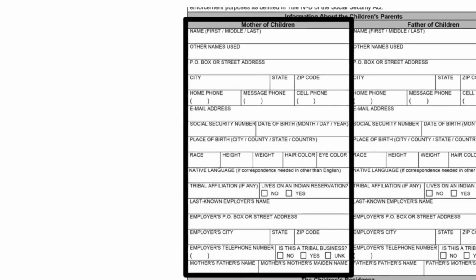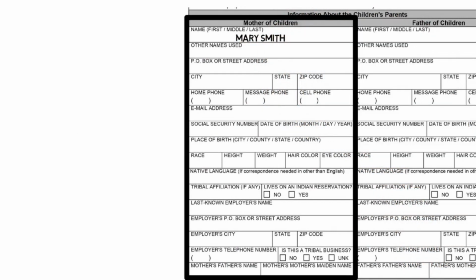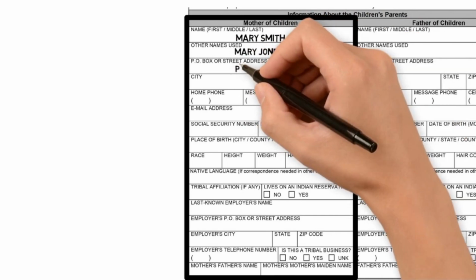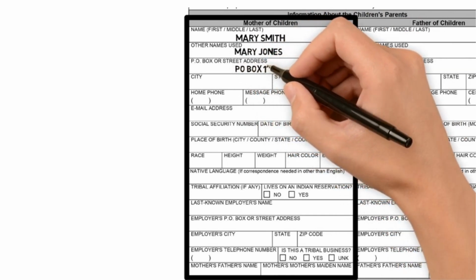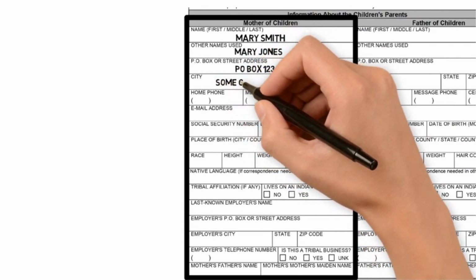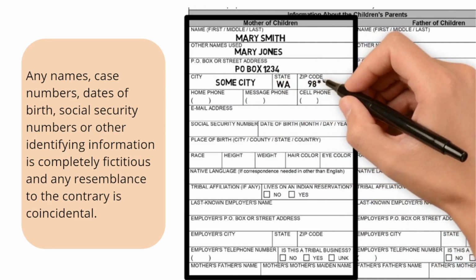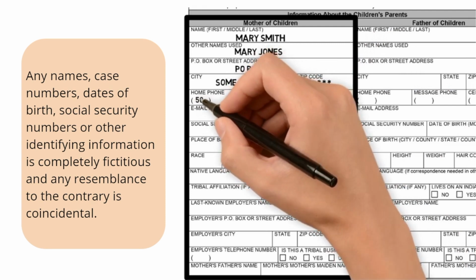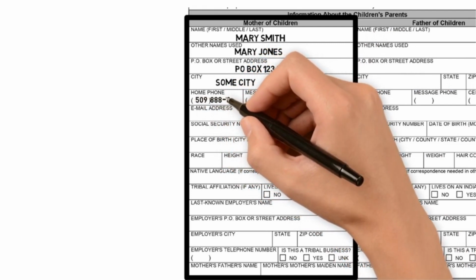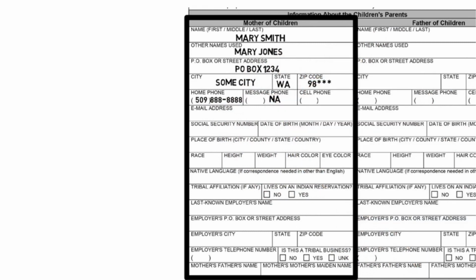The first thing it asks is for information about the parents, and it is divided into 2 parts. One part is for the mother of the children, and the other part is for the father of the children. We'll start with the mother's information. First, let's be clear. The information in this example is completely made up, so put your own information here. For any information that does not apply, you can write NA in that space. For example, here for message phone, we will pretend that this mother does not have a message phone, and so we write NA for not applicable.